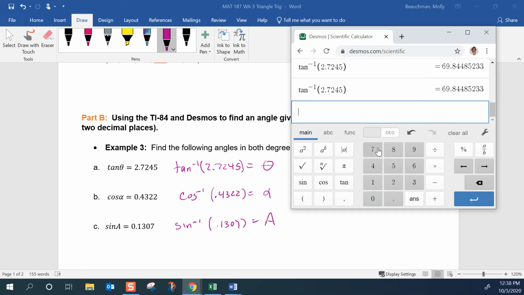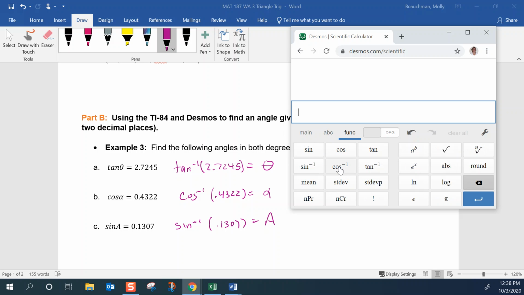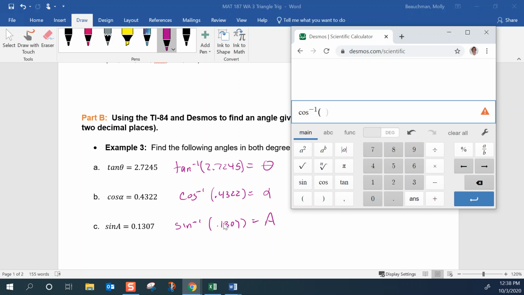If we want the inverse cosine, let me clear everything. If we want the inverse cosine, oops, wrong function, clear it out. Function, inverse cosine, back to main, 0.4322 in parentheses, in degrees, it's 64.39 degrees. Click over to radians, and it automatically takes it to 1.12 radians.